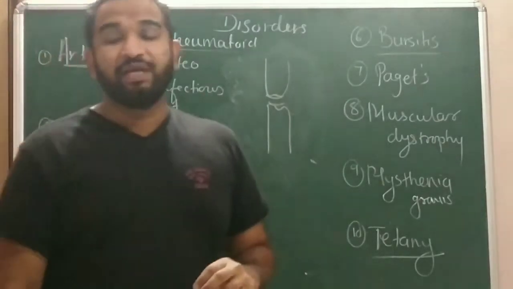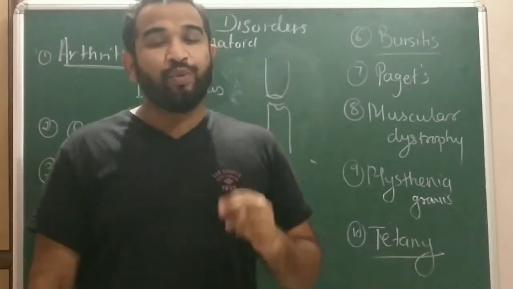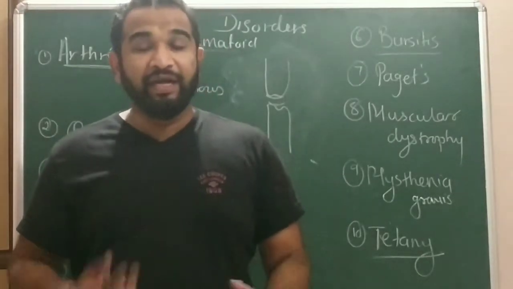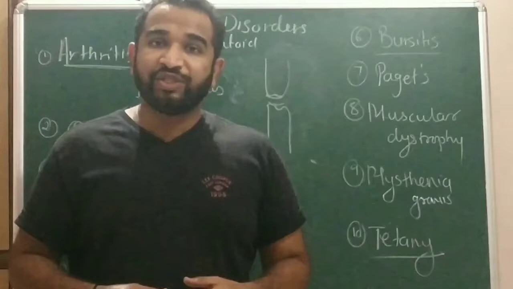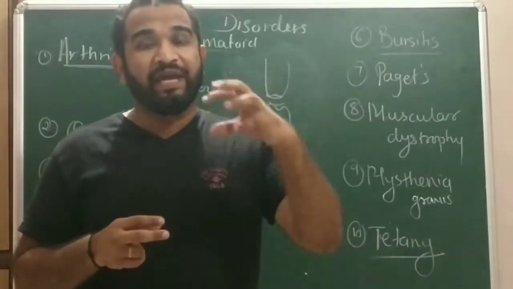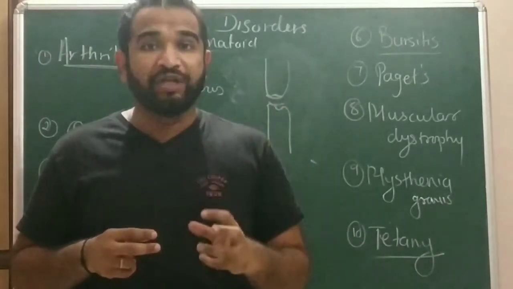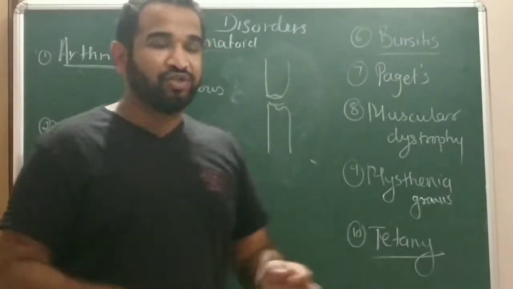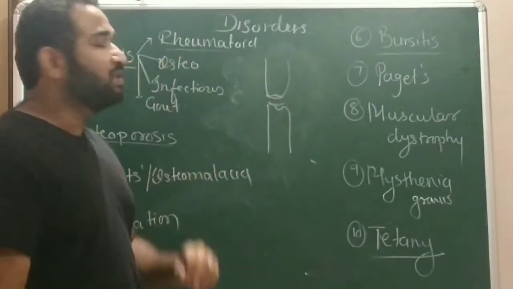Infectious arthritis. In infectious arthritis, whenever pathogens like viruses or bacteria enter our bloodstream and get settled into the different joints, these bacteria and viruses are going to cause inflammation in those joints. That is called infectious arthritis.